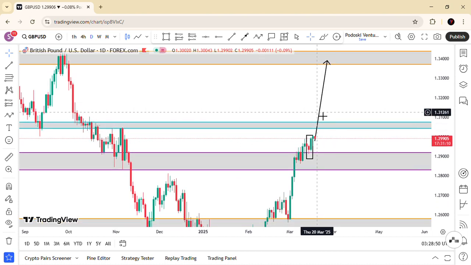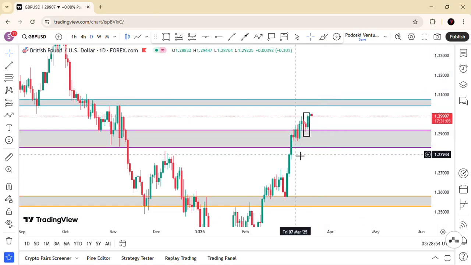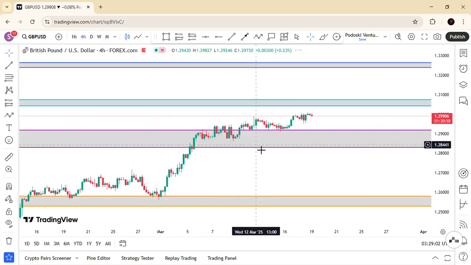So that's all on the daily time frame. So let's go to the 4 hour and pick an entry.